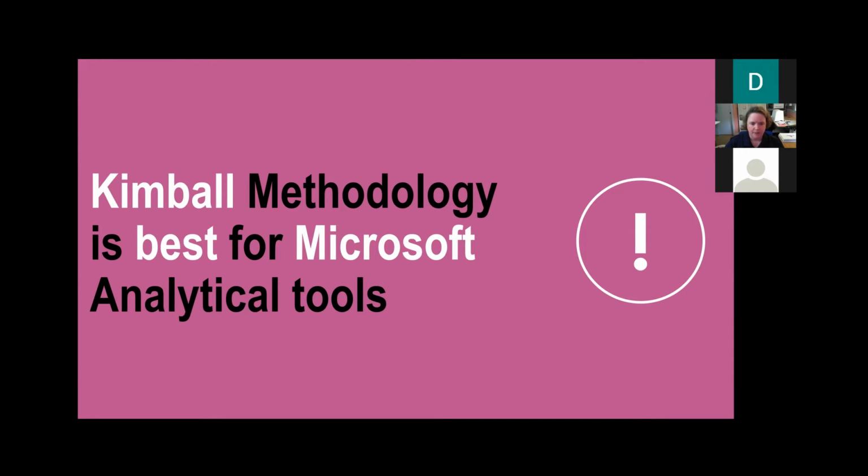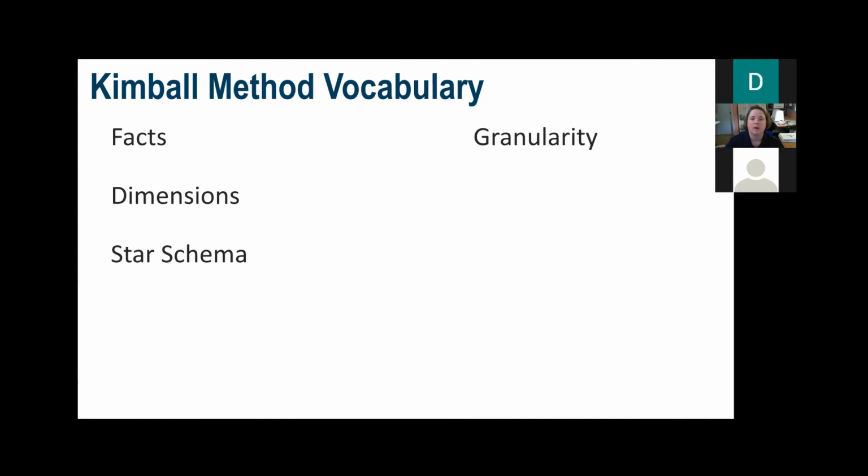So whenever you start something, you always have to learn new vocabulary. Some of the vocabulary words that we're going to learn: we're going to talk about facts, dimensions, a star schema, granularity, surrogate keys, and Sentinel values. So those are our six vocabulary words that we are going to define and then learn how to put together in this presentation.